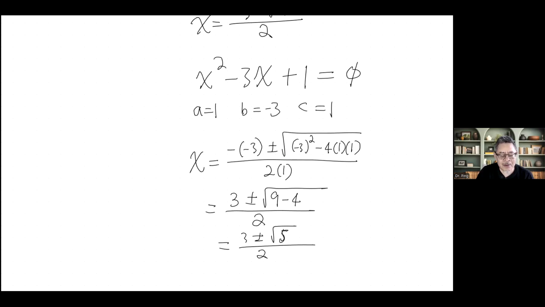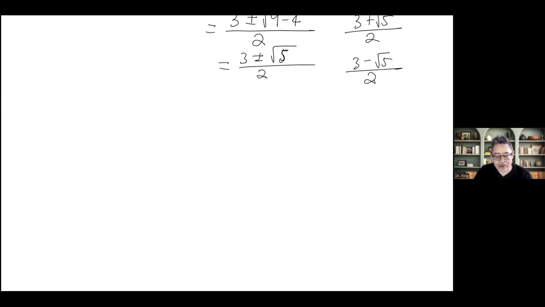So that's our result. So we're saying there are two solutions. One is 3 plus square root 5 over 2. The other is 3 minus square root 5 over 2. So you can see that the power of this quadratic formula is that it pretty much can solve any quadratic equations.